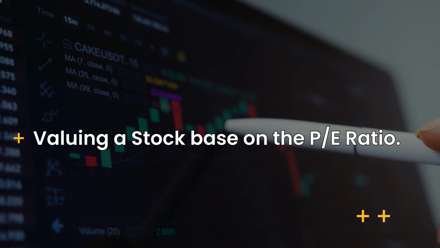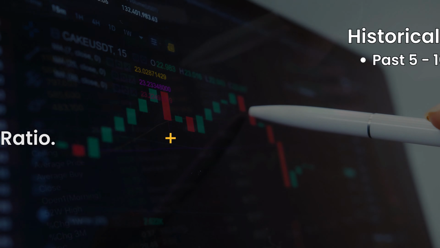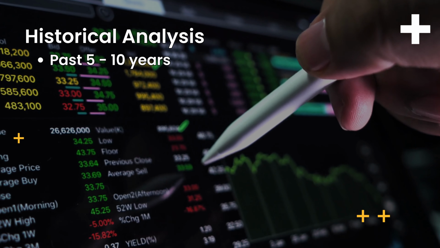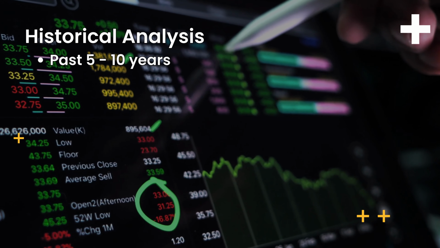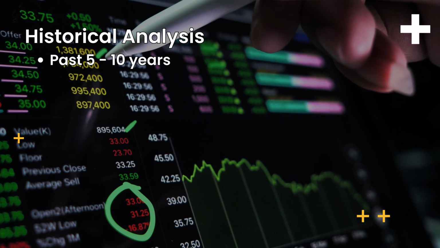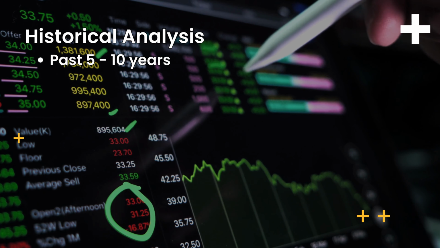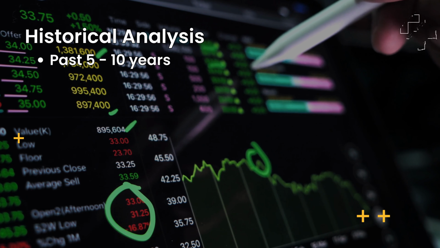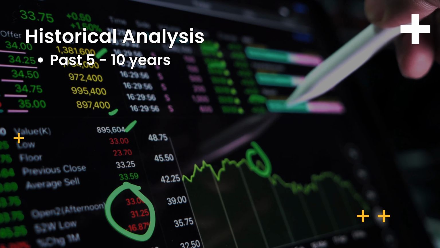It is very important to note that while calculating the PE ratio, historical analysis from up to 5 to 10 years is vital, as this shows the consistency in the PE ratio throughout the years. This past analysis helps us understand the trend which might carry on for the foreseeable future.